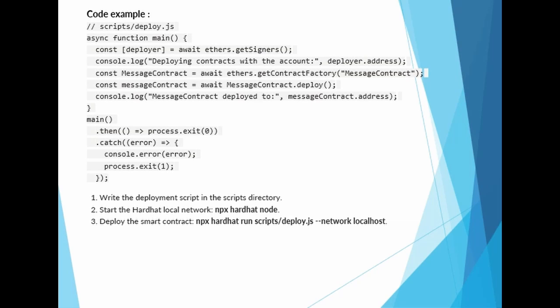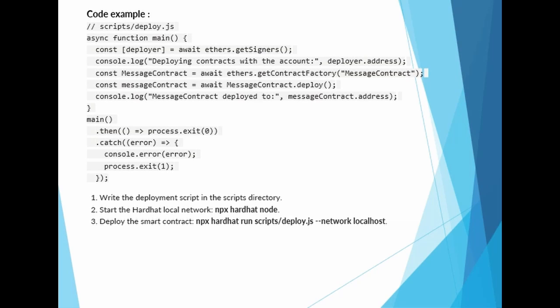Then we start the Hardhat local network by typing in the command npx hardhat node. This network just consists of your device and can be used to test however many smart contracts as you want and doesn't involve real money. Then deploy the smart contract by typing in the next command.